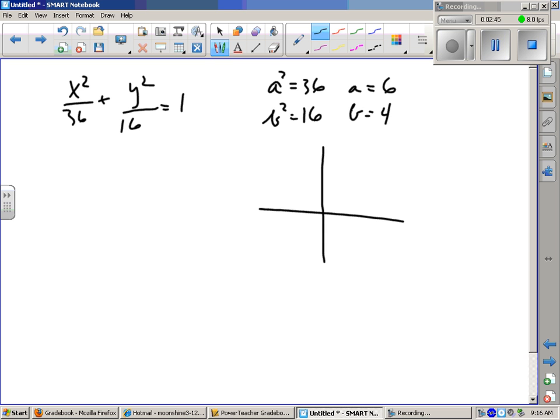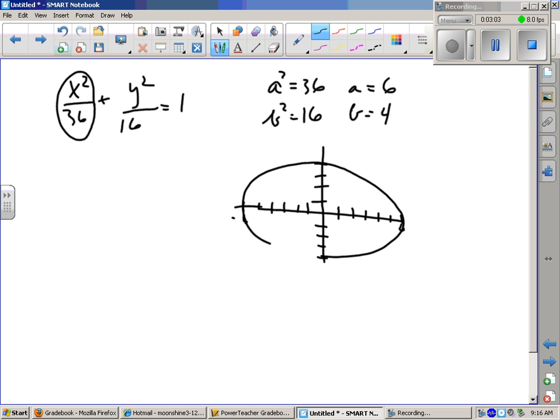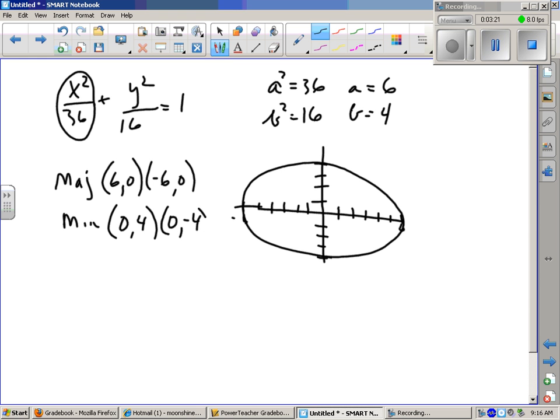So drawing this, because a is under the x, we go 6: 1, 2, 3, 4, 5, 6 in either direction there. And then we go 4 on the y-axis because it's under the y. And then we draw the ellipse. So it's that simple. Your major and minor axis points, you might have to do that. Your major axis points are just (6, 0) and (negative 6, 0). For minor, it's (0, 4) and (0, negative 4).